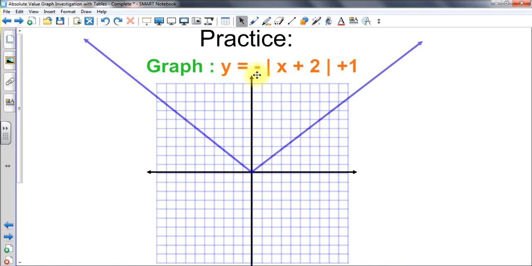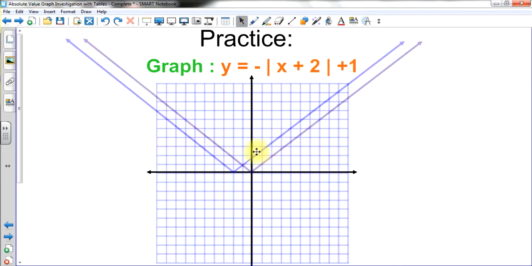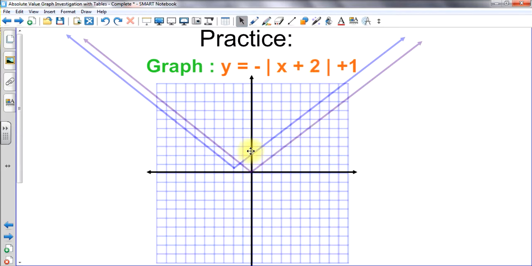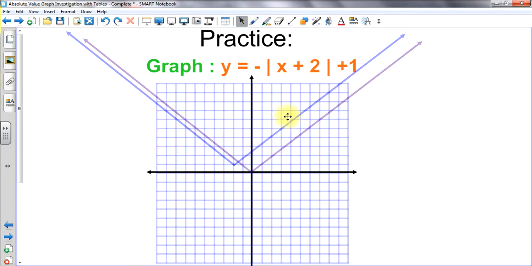Okay, let's look at this one. We've got y equals the opposite of the absolute value of x plus 2, plus 1. So this plus 2 is going to shift the graph 2 units to the left, right? Plus means opposite of what we normally think. I would normally think 2 to the right, but it's not. It's 2 units to the left. And then up 1. Okay, so that takes care of these two numbers that are affecting our number pattern here.